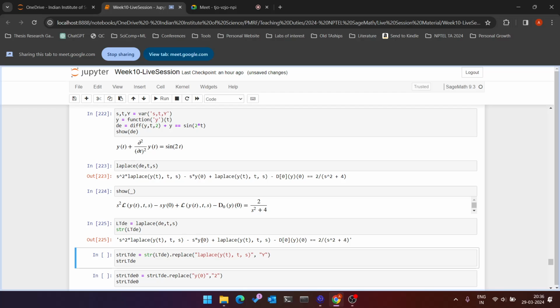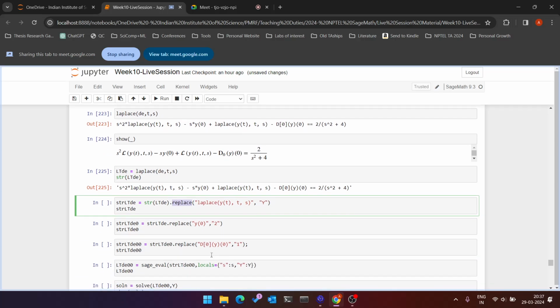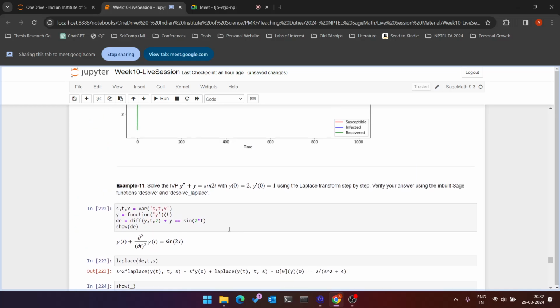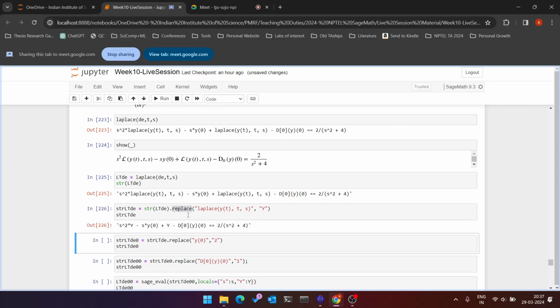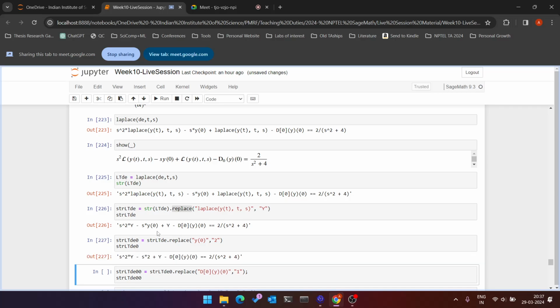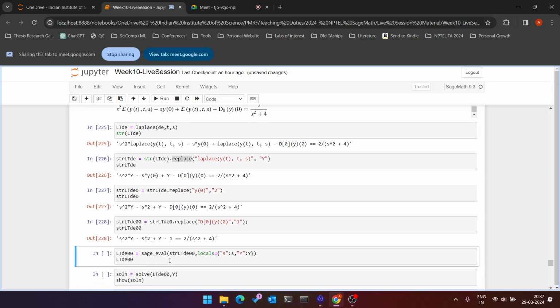Now I want to replace y of 0 and y dash of 0 in this equation. To do so, I'll be replacing parts of the string, first replacing the Laplace of y of t in the string with the variable capital Y, and next replacing y of 0 and y dash of 0 with the values 2 and 1, which is what I have been provided with. My first replacement is capital Y for Laplace of y of t. My next replacement is y of 0 goes to 2. My third replacement is y dash of 0 goes to 1. So this is how my equation looks.